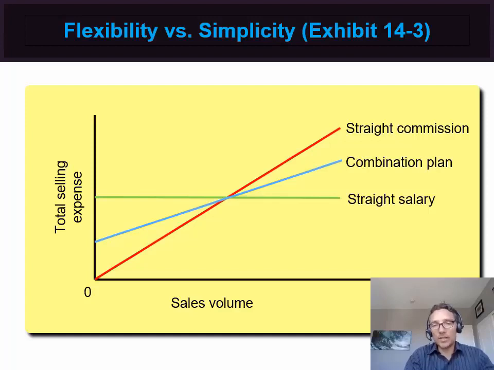The most common way that salespeople are paid is through a combination plan. That means they have some type of baseline salary, a survival wage, and then they have a commission on top of that. Some companies pay straight commission, so you only make money if you sell a product. Now, when you have a straight commission structure, if they're not selling anything, you can see here on this graph the sales volume. If the sales volume is 0, then your total selling expense is 0.